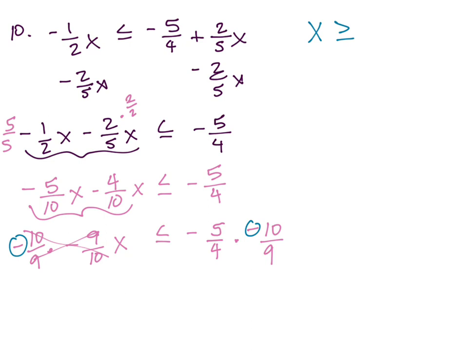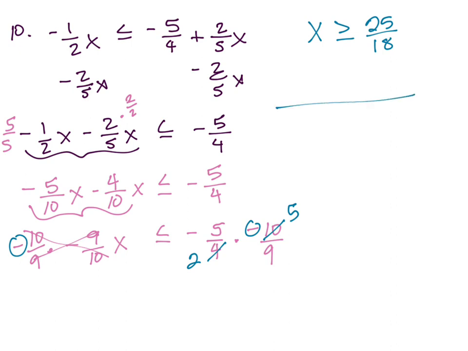So if I divide the 4 by 2, I get 2. If I divide the 10 by 2, I get 5. I've got a negative and a negative, which makes a positive. What? 5 times 5 is 25 over 2 times 9, 18. So x is greater than or equal to positive 25/18.